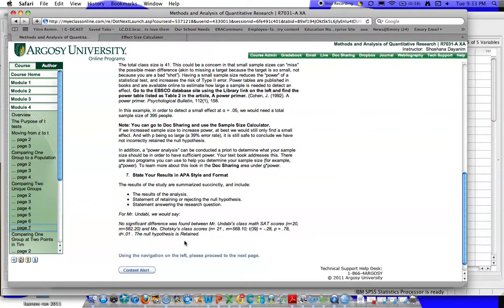All right, moving along. Now we'll move on to the paired sample t-test.